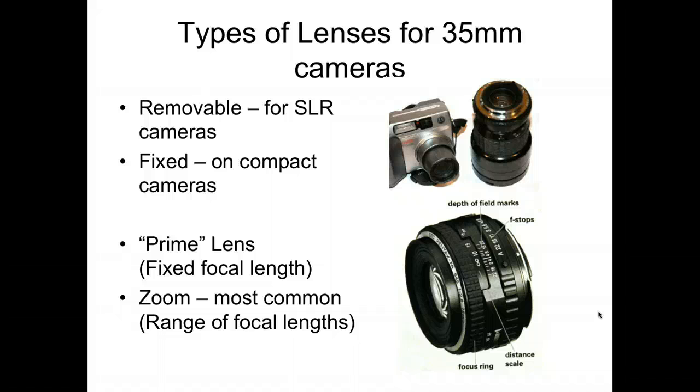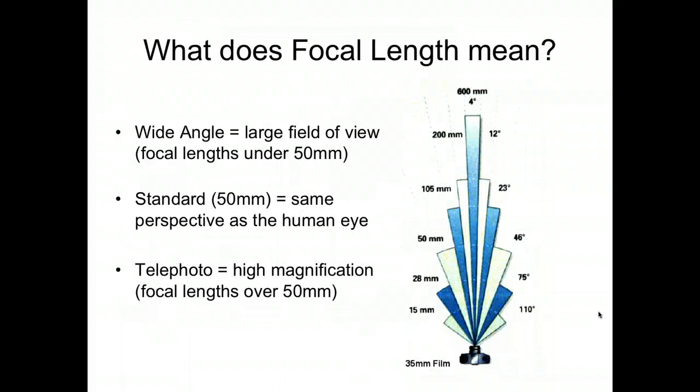That means that if I buy a prime lens at 50 millimeters, it will only give me a length of 50 millimeters. A zoom lens, which is the most common that's used, actually has a range of focal lengths. Those are the ones that I showed you in class where we can zoom in and out. So those are called zoom lenses. Go figure, right? All right.